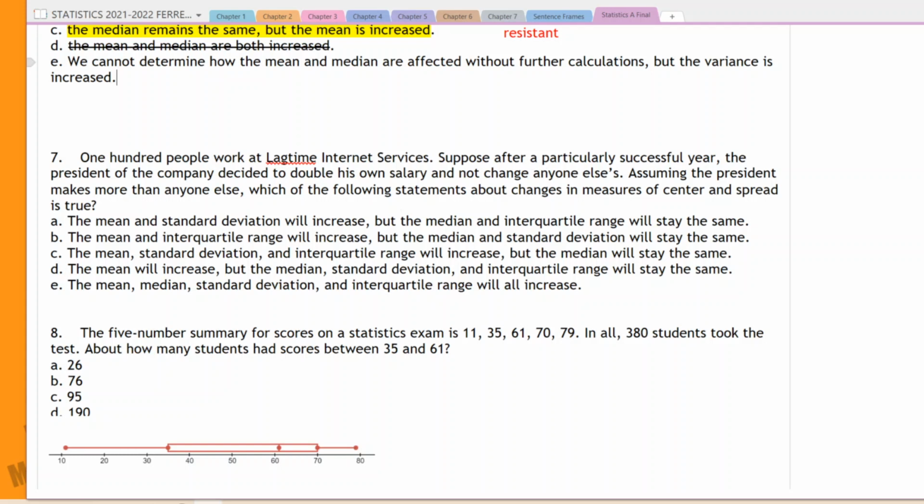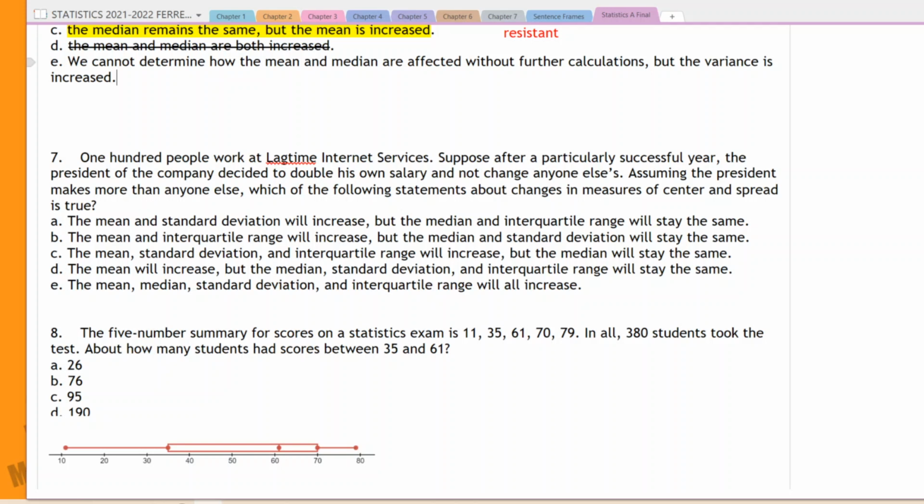So the mean is definitely going to increase because we are now adding more money to the total. We're increasing the maximum. So that is going to change the mean. The mean is not resistant. Standard deviation is going to increase. That's true. However, what about the median? The median is going to stay the same because we're only changing the maximum value. And the median is resistant.